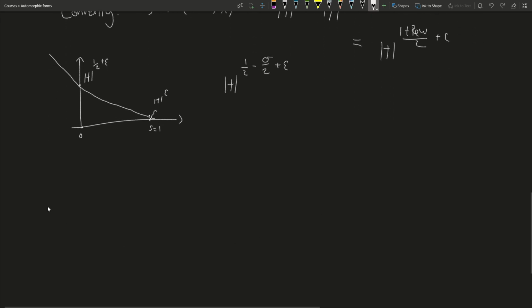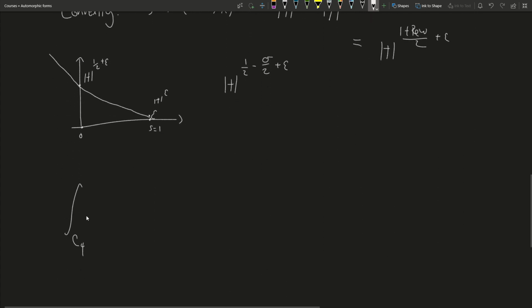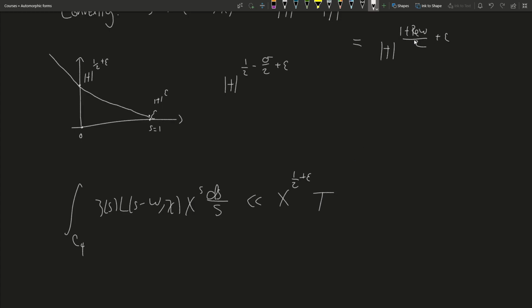So what that means is that our integral along C4, which was the left edge of our rectangle, of zeta of s L of s minus w chi x to the s ds over s, using just this bound and some straightforward bounds, we get that this is going to be x to the 1/2 plus epsilon, and the power of t that we're going to get is t to the, well, this much, because we have a 1 over t here, essentially, but we're integrating from minus t to t, so we get 1 plus the real part of w over 2 plus epsilon.